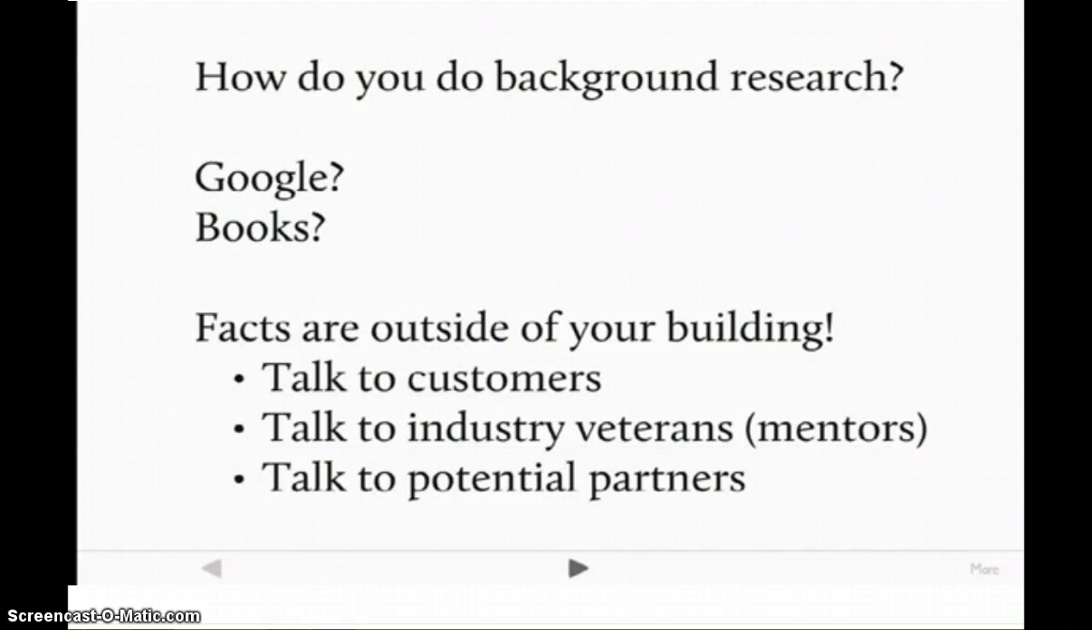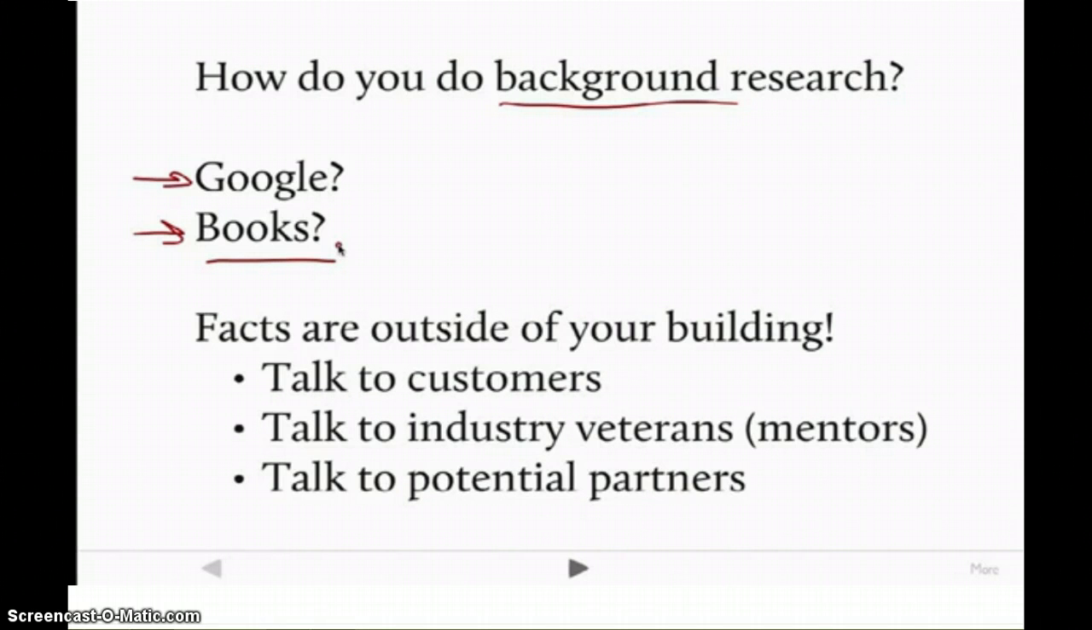So the first question you might be asking yourself if you're thinking about how to apply this is, how do you do background research in a startup context? There are no existing journals or papers that you can go and read as scientists might. So do you look on Google? Are the answers in books? Probably not. In industries with knowledge about customers and products, these things aren't usually recorded and written down in the usual ways. And so the facts that you need are outside of your building.